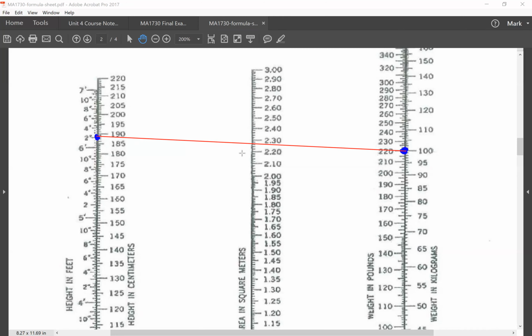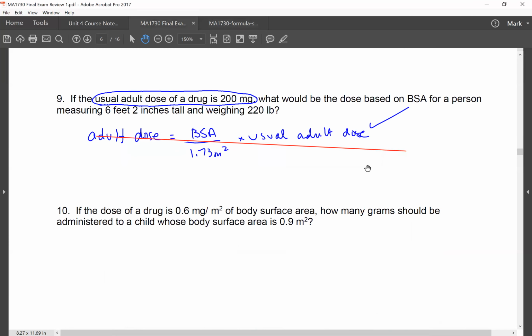Oops, sorry. Get rid of that line. So this BSA would be, every line is 2, so 2.22, 2.24, about 2.26 meters squared. Doesn't need to be perfect. If you said 2.28, somebody else said 2.25, that's fine. Doesn't need to be perfect. So back to the exam.